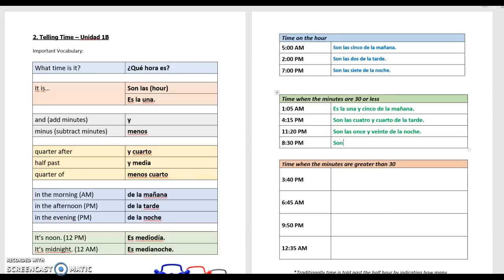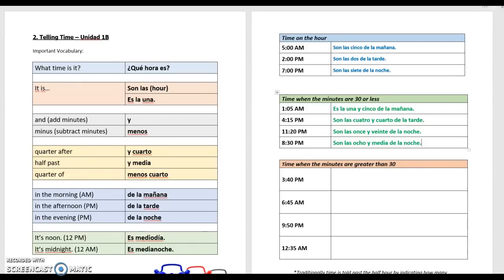8:30 p.m. Son las. The hour would be 8. We're going to add on. Hey, 30 minutes is special. Half past, meaning the half hour. We're going to add on right here. Y media for the half hour. De la noche. Okay, those are the easy ones.